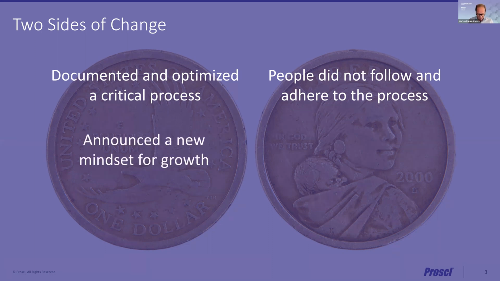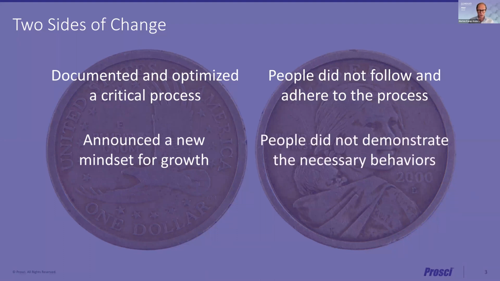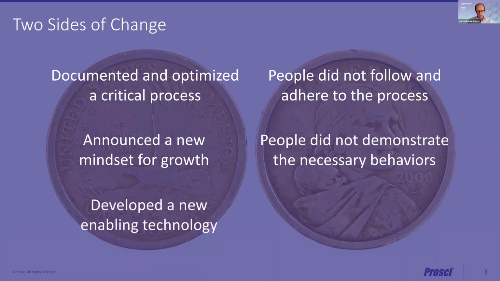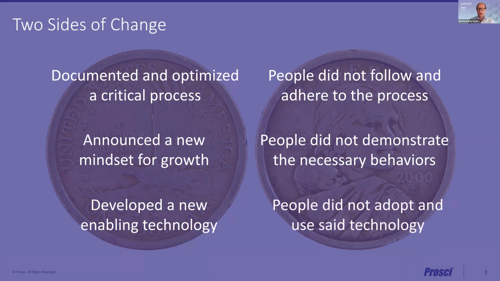We have the technical side where we identify, describe, and announce the new mindset. But then we also have a people side where the behaviors show up and how people come to work. And we also have the technical side where we develop and enable a new technology. And we also have a people side where people adopt and use the new technology or do not. So every time we have a change, there are two sides of the coin. And that really is what we call the unified value proposition.